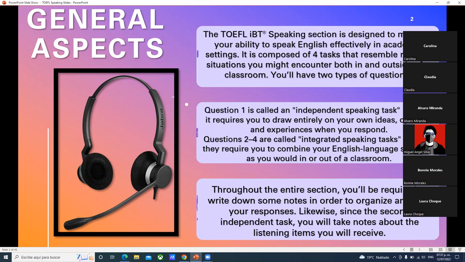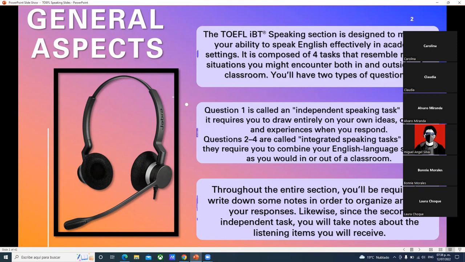For example, the first task could be something like, what do you prefer, cats or dogs? Argue why. Imagine that you prefer cats; you will have to defend your position and your ideas. Once you finish that first task, you move on to the integrated tasks. That is what we are beginning to learn in this class: the second task, and next class we're going to learn about the third one.